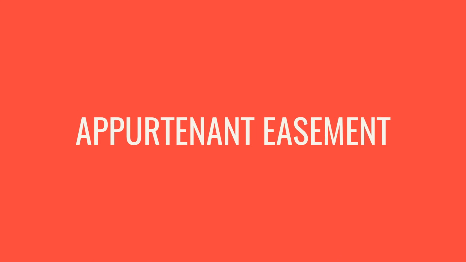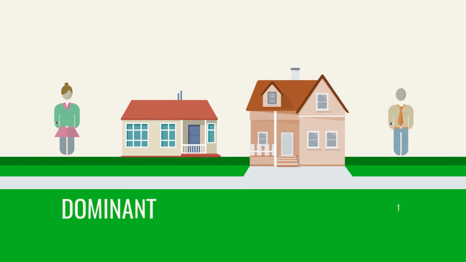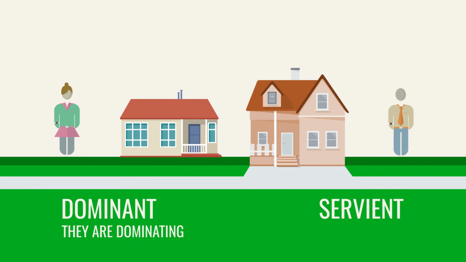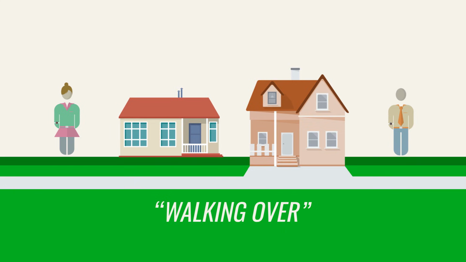An appurtenant easement involves two properties owned by two different owners. The two properties involved are called the dominant and servient tenement. When you're not sure about who is who, just think about what the two words mean. Dominant, they are dominating, therefore they are in charge. Servient, they are serving, so the servient tenement is serving the dominant tenement's purpose. In more tangible terms, the dominant tenement is walking over the servient tenement's property.